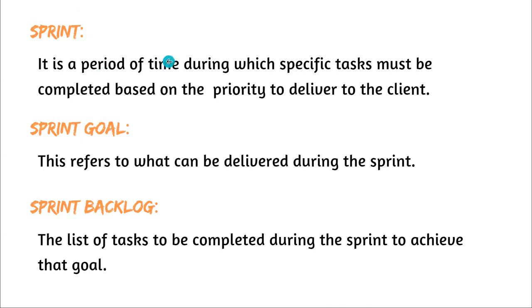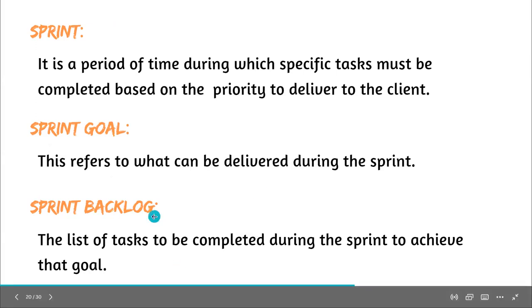The second one is your sprint goal. This refers to what can be delivered using the sprint. For example, the sprint goal means what you are going to add to the application in this particular sprint. If I want to add a feature to the application, then that feature is going to be your sprint goal. And the third one is sprint backlog.